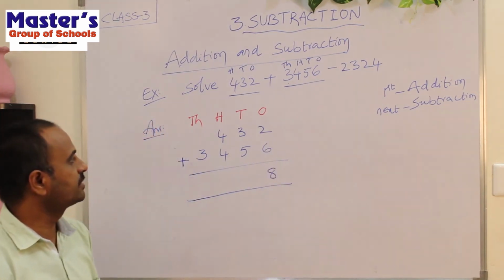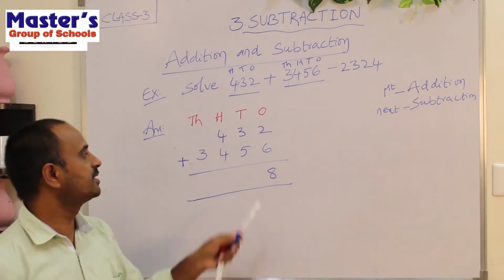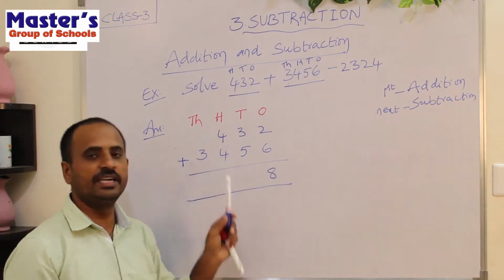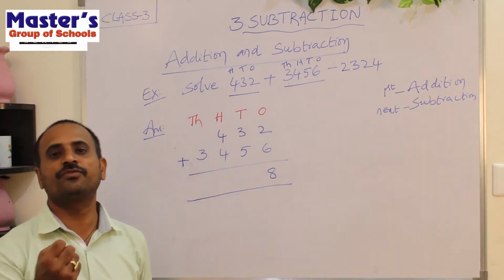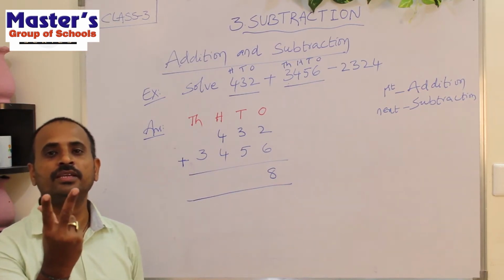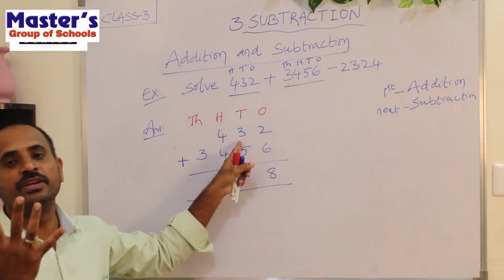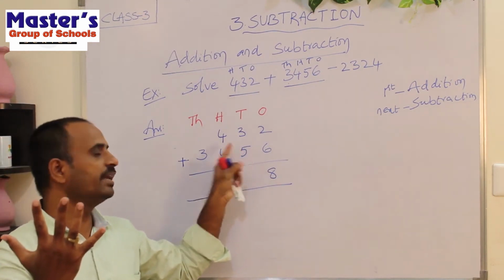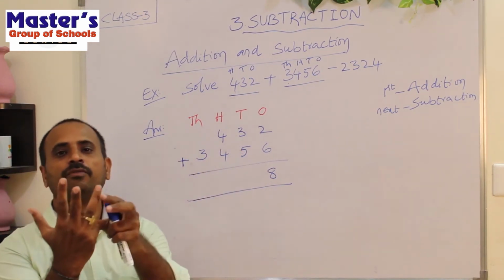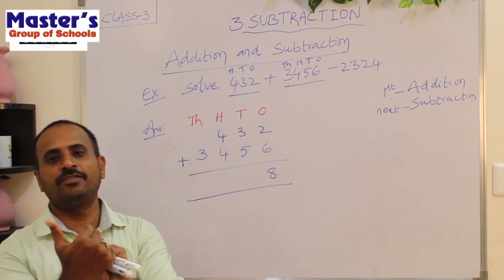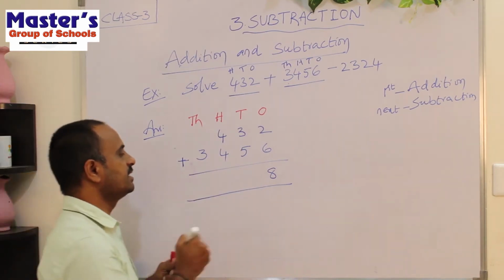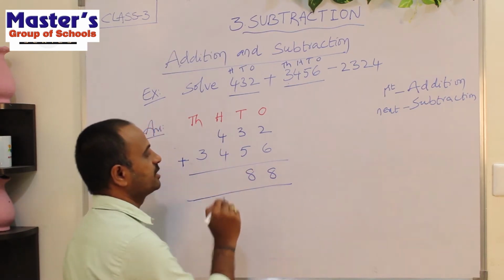Now go to tens place. So what are the digits in tens place? 3 and 5. What is the second digit? 5. Open 5 fingers of your hand. 1, 2, 3, 4, 5. And what is the first digit? 3. After 3 you will get 4. So start counting from 4. 4, 5, 6, 7, 8. So answer is 8. Write 8 under tens place.